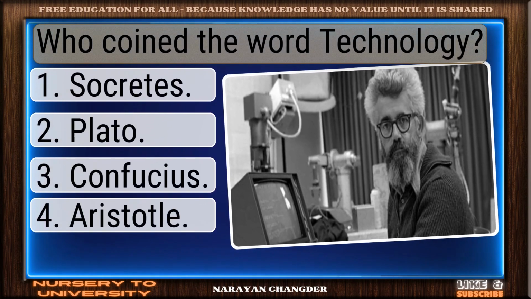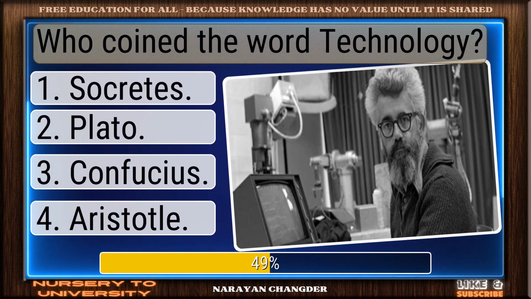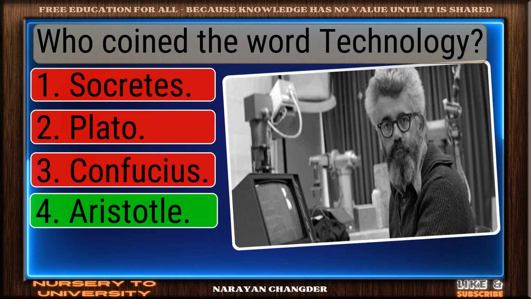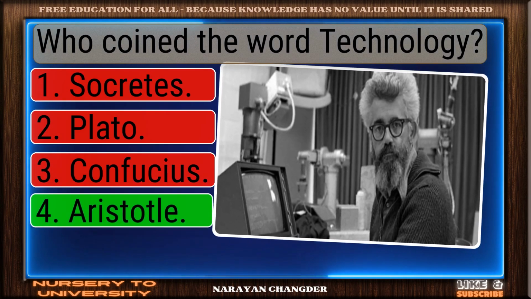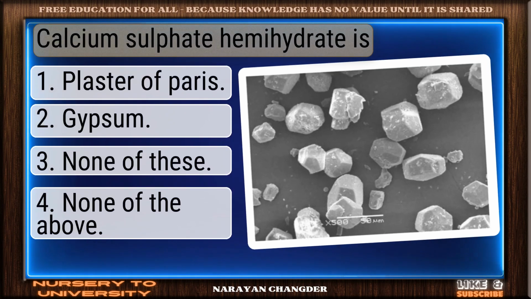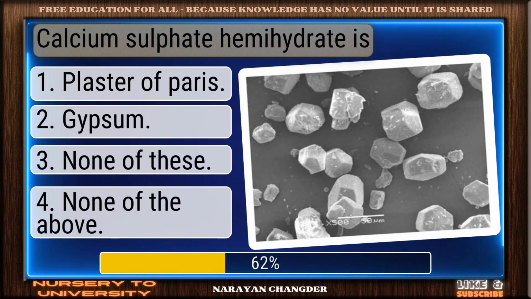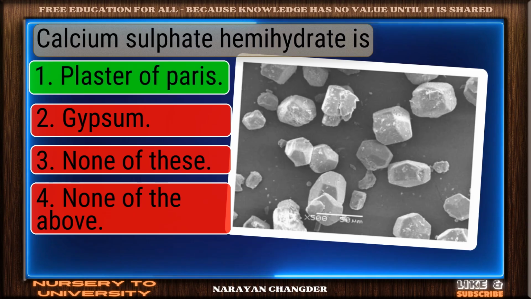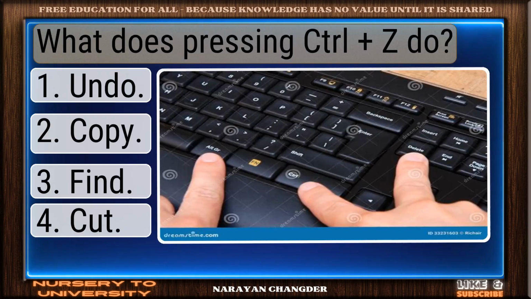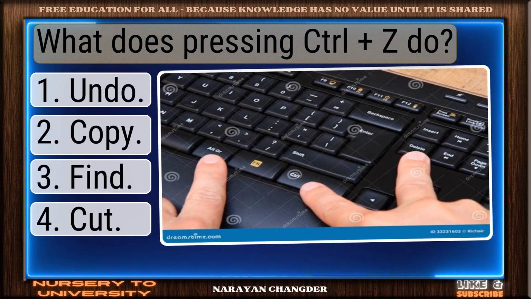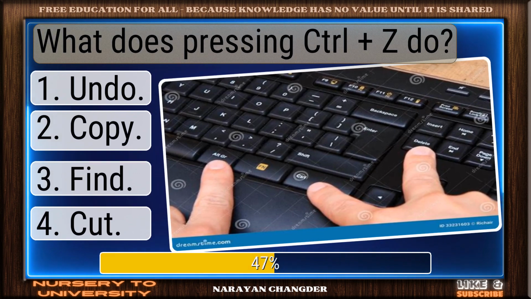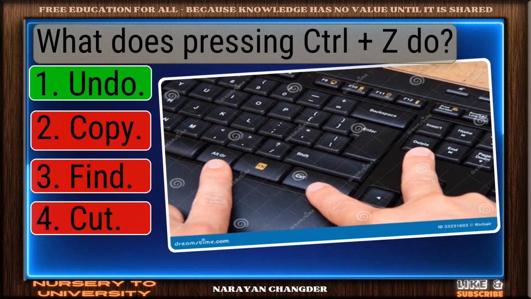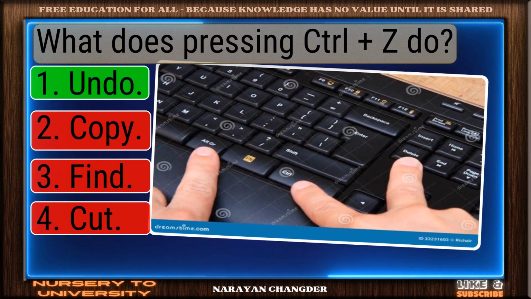Who coined the word technology? Well done. Aristotle is the right choice. Calcium sulfate hemihydrate is... Nice work. You chose plaster of Paris, and it is correct. What does pressing Ctrl plus Z do? Good thinking. Undo is the right answer.